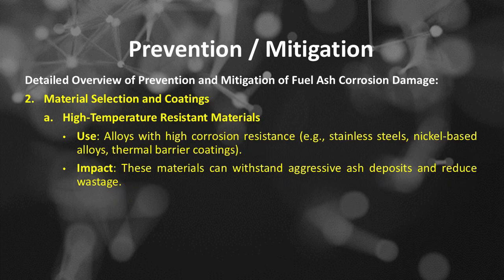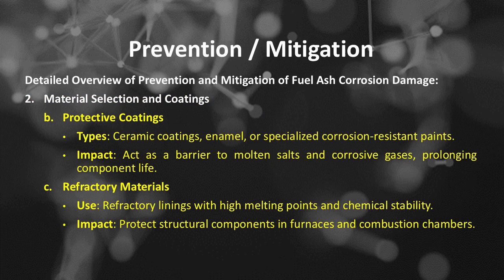Number 2 of prevention and mitigation of fuel ash corrosion damage is material selection and coatings. Number A, high temperature resistant materials. Use alloys with high corrosion resistance, such as stainless steels, nickel-based alloys, thermal barrier coatings. Impact: these materials can withstand aggressive ash deposits and reduce wastage. Number B, protective coatings. Types: ceramic coatings, enamel, or specialized corrosion-resistant paints. Impact: act as a barrier to molten salts and corrosive gases, prolonging component life.